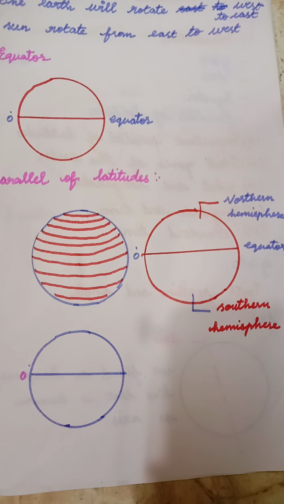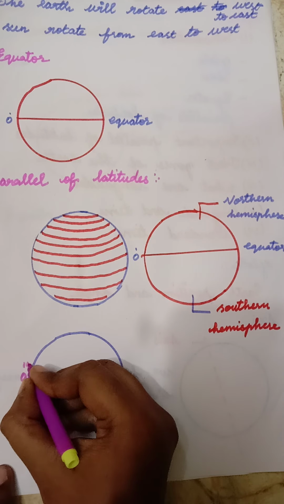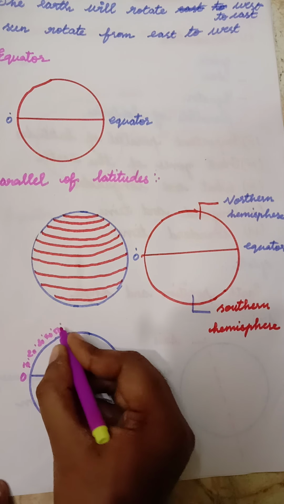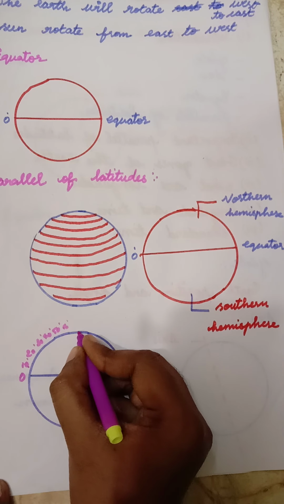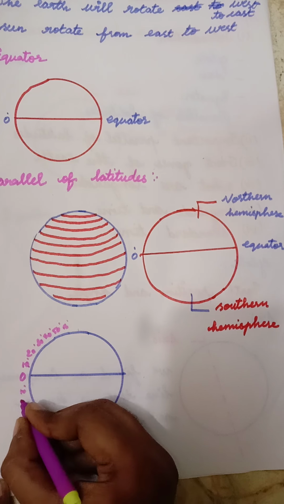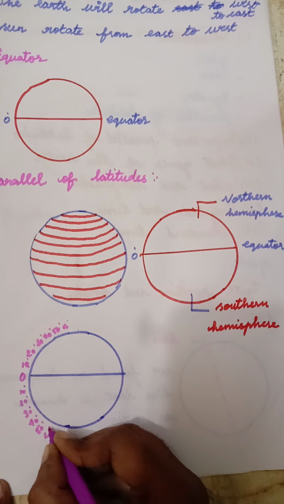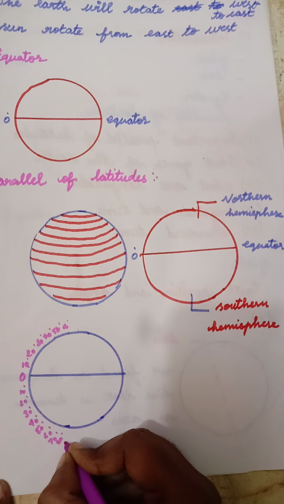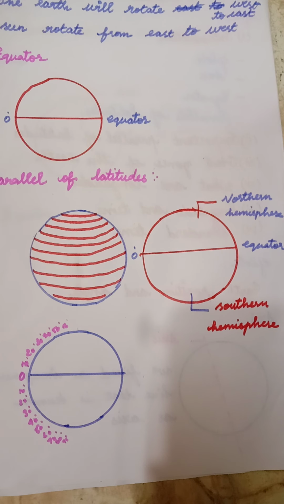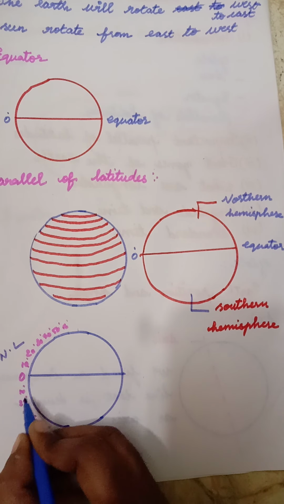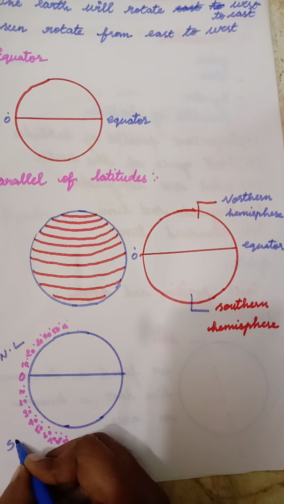Children, how can latitude be measured? It can be measured only by degrees. 10 degree, 20 degree, 30 degree, 40 degree, 50 degree, 60, 70, 80, 90 degree. Like this it will go on. That is known as the northern latitude, and down here at the bottom is known as the southern latitude.